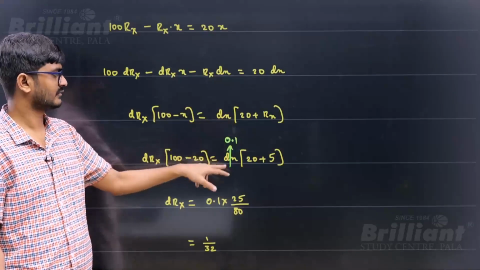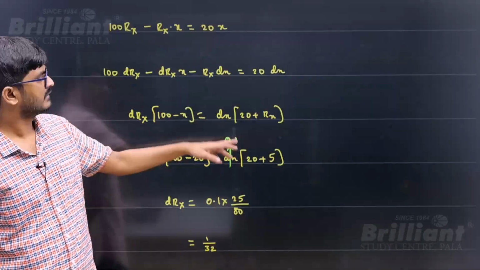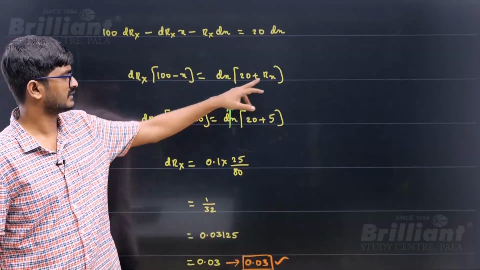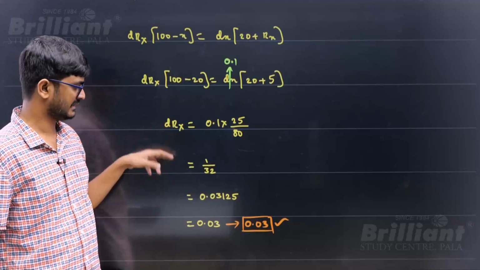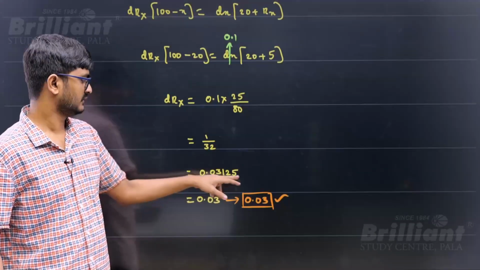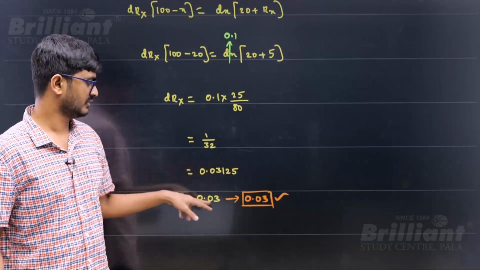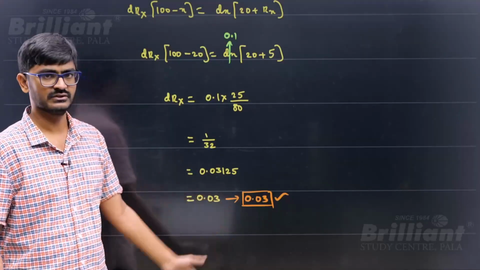This dx is given in the question as 0.1. The error in x is 0.1 and the x value is given. The Rx value we have calculated, so substitute all the values. You will end up with the error there. We must not write the full value, because an error can't be so accurate. So we'll round it off to only one significant digit, 0.03.